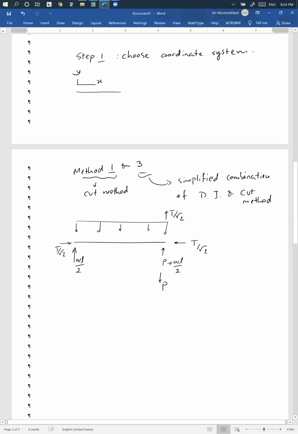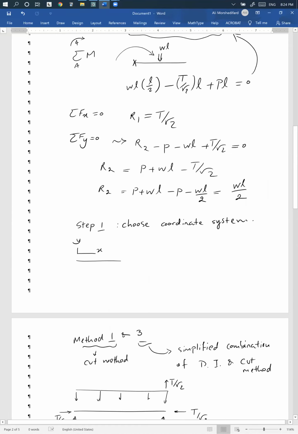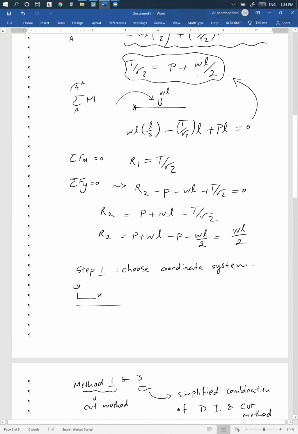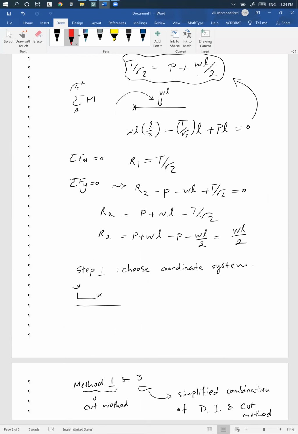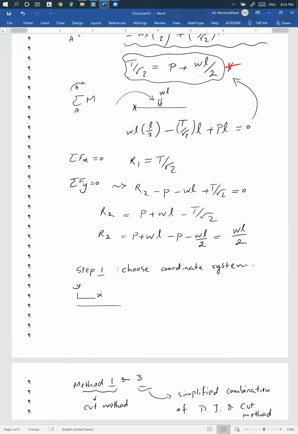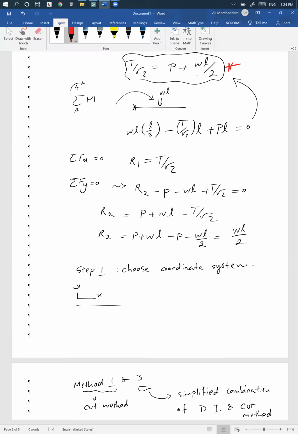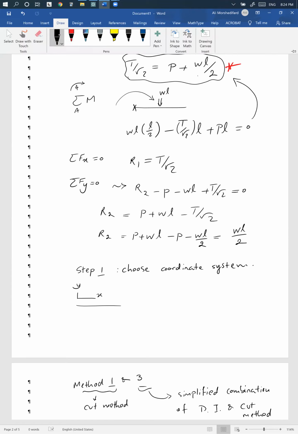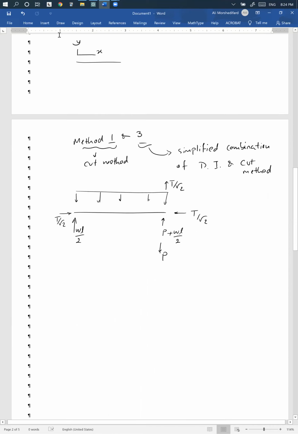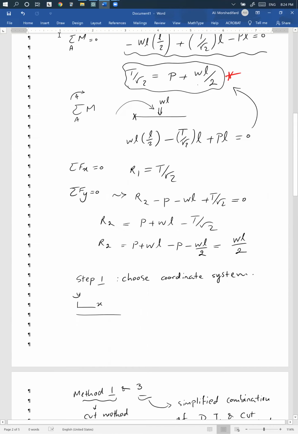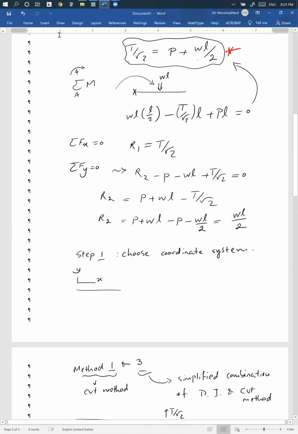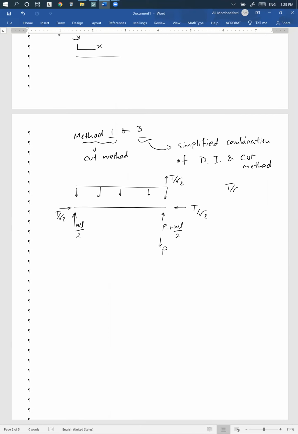All right, we find that T over square root of 2 is, okay, this one. You see, we calculated T over square root of 2 from here, which was P plus WL/2. So T over square root of 2 is P plus WL/2.